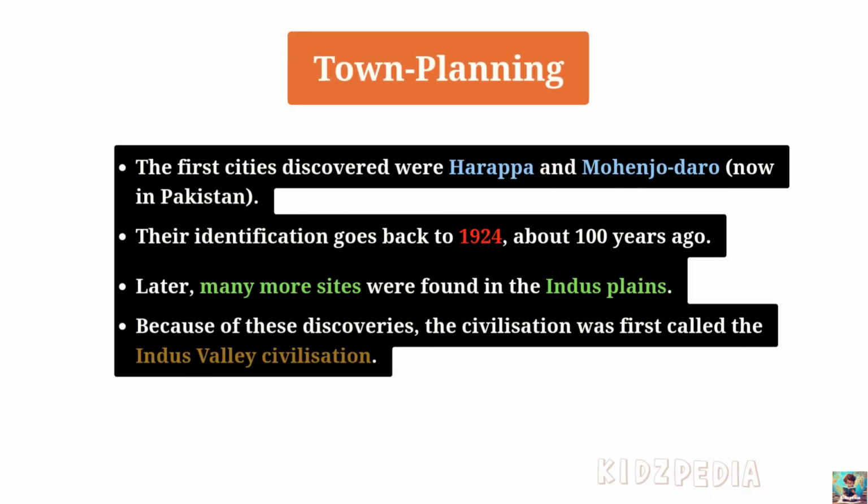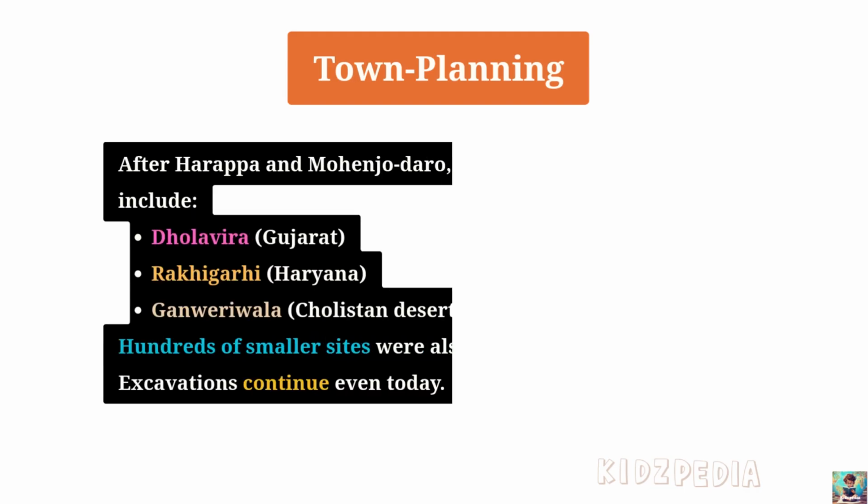The first 2 cities of this Indus Sarasvatī civilization to be discovered were Harappa and Mohenjo-daro, which are now in Pakistan. Their discovery happened around 1924, almost a century ago. After that, several other sites were found in the Indus Plains. Because the first discoveries were in the Indus Valley, the civilization was initially called the Indus Valley civilization.